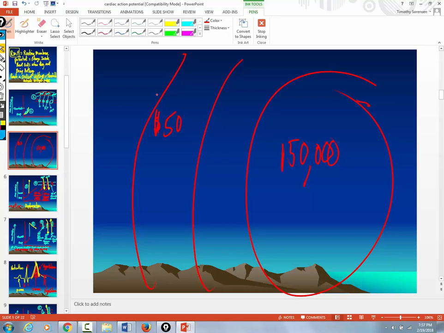So watch. If your blood level of potassium is low, it's going to take you longer to reach that potassium equilibrium. Do you follow? So repolarization takes longer. That's why the T wave is flattened and prolonged.